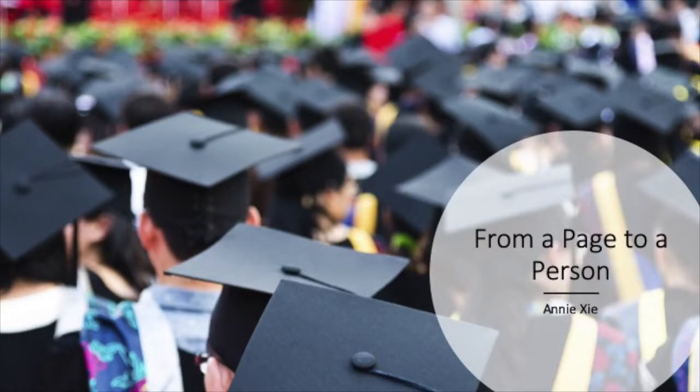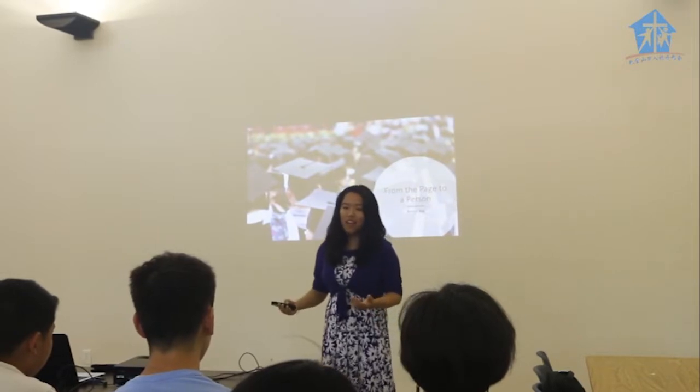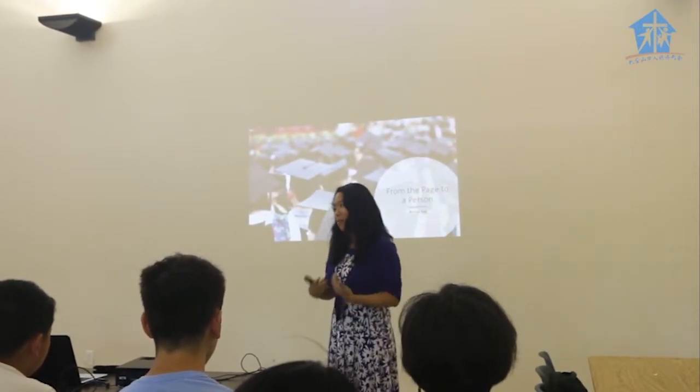Today I just wanted to share a little bit about my story in applying to Princeton and applying in general, and then some advice that might be helpful that I wish I knew. I specifically want to talk about transforming your application from something on a page, from just numbers and words, into something as a person, like the person behind your application. How can you start to convey that?